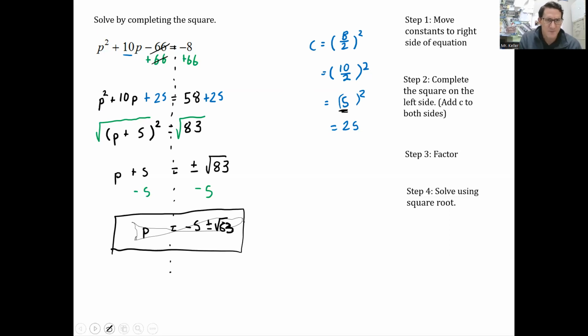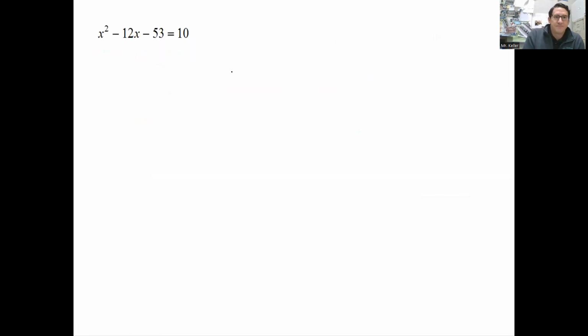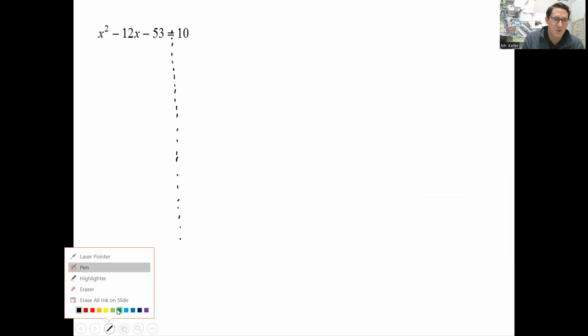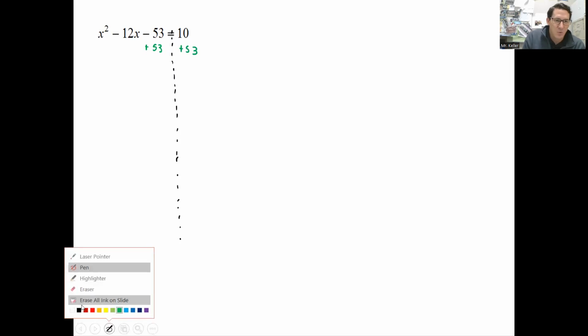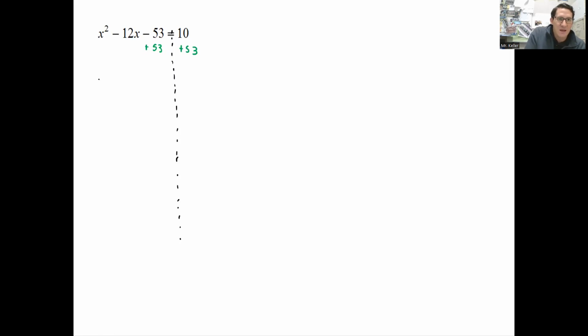Let's do one more real quick. All right. So again, let me put in a line of separation. Way down. First step, I'm going to add 53 to both sides to get these constants to one side. So when I do that, I get x squared minus 12x minus 53 plus 53 cancels out. 10 plus 53 is 63.